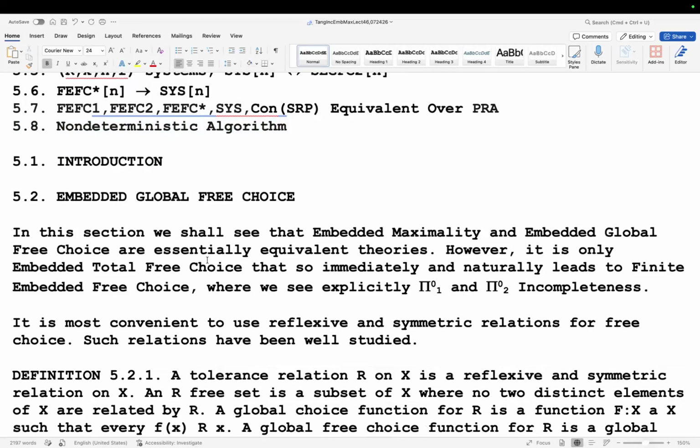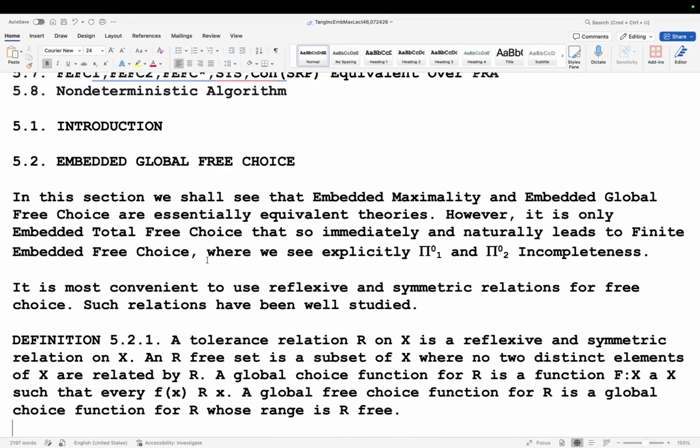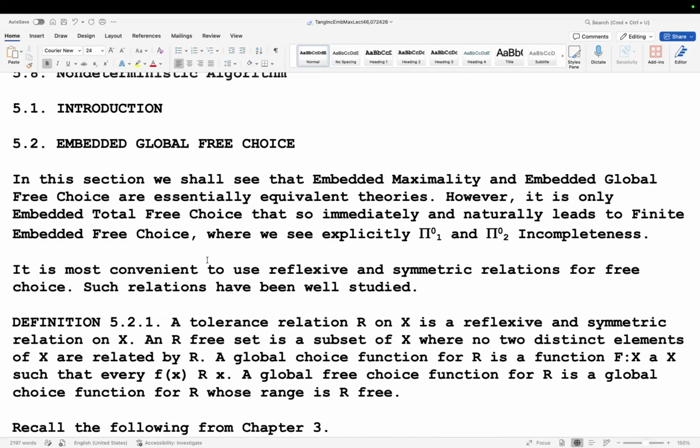What is this free choice thing? This is important. Embedded maximality and embedded global free choice are essentially equivalent. We're going to show that. But it's only the embedded global free choice that leads to the explicitly finite forms. The simplest one is pi 02, and a slightly more involved one is pi 01, but none of them are too involved.